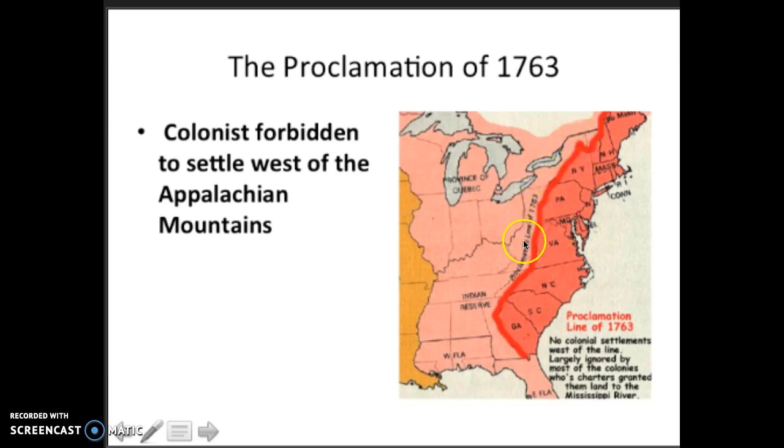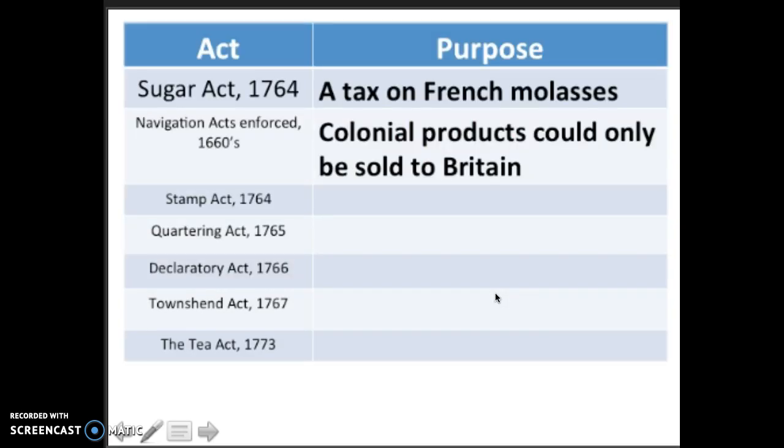Because Britain needed money to pay for those troops, Britain started to exert a lot of laws. First, it started with the Sugar Act, and that was just a tax on French molasses, which is a sweetener. It's a type of sugar. And then also the Navigation Acts, which were now being enforced. Recall the Navigation Acts were actually passed in the 1660s, but not until 1760, about 100 years later, did Britain actually enforce them. So this prevented colonists from shipping and trading with any other countries except Britain.